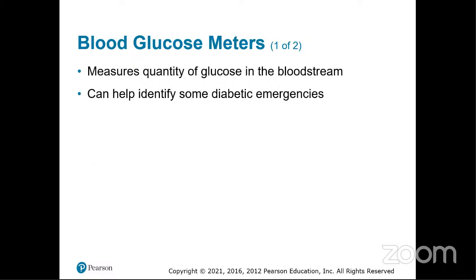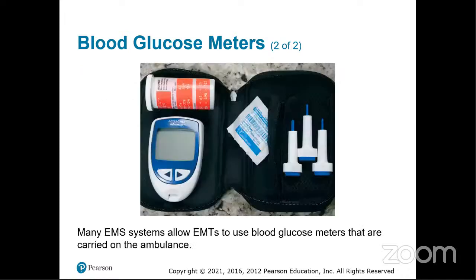Blood glucometer, it measures the amount of glucose in the bloodstream and can help identify someone with diabetic emergencies. We'll play with a few of these. So you usually have a lancet, which is the device on the right, with a little blue tip and a blue push button. You push that blue tip in, and then it pulls out, and then you put that on their finger and click it, and it's a little needle. It's going to cause the finger to bleed and draw some blood.